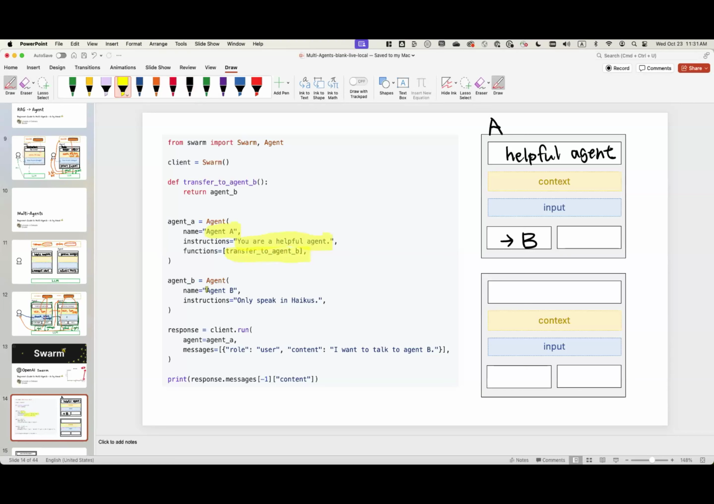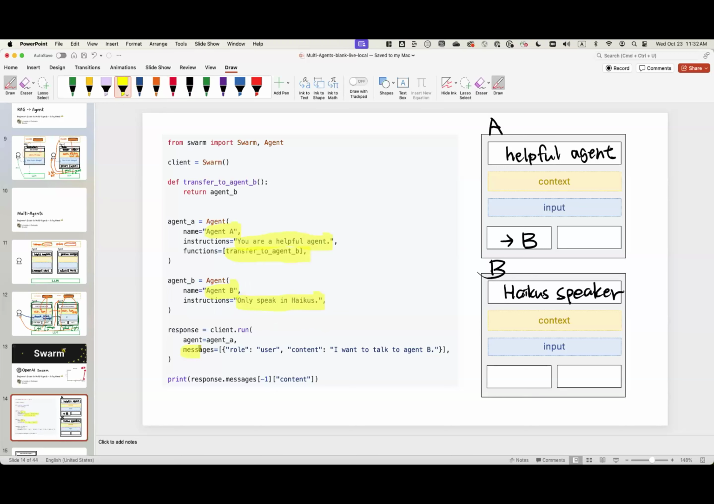I'm going to repeat the same process for the next agent, agent B. This one only speaks haikus. So I will write down the definition. Speak haikus sounds more like a command, and I like to write it more like an agent, a person. So I'll say you are a haikus speaker. Okay, that sounds like a person. And then you don't have any function. So there's no function, no tool. That's it, very simple.